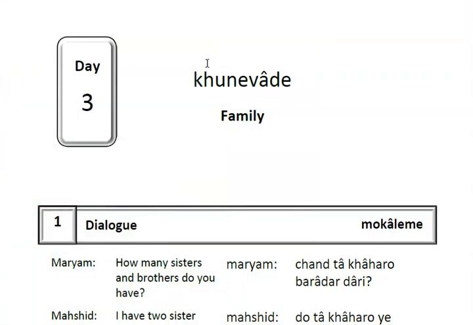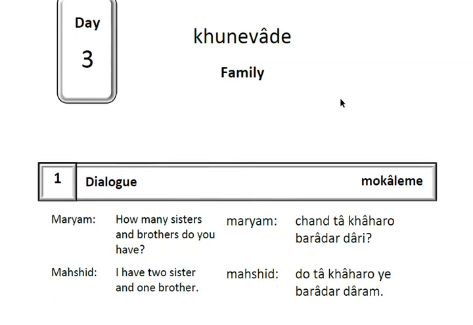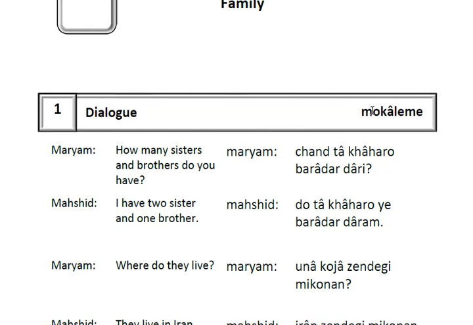Okay, let's take a look at the book. Lesson 3, Day 3. روز سه. روز means day and 3 سه. روز سه. Day 3. خانواده. خانواده means family. Okay, here is a conversation. In Farsi, we say مکالمه, which means conversation.